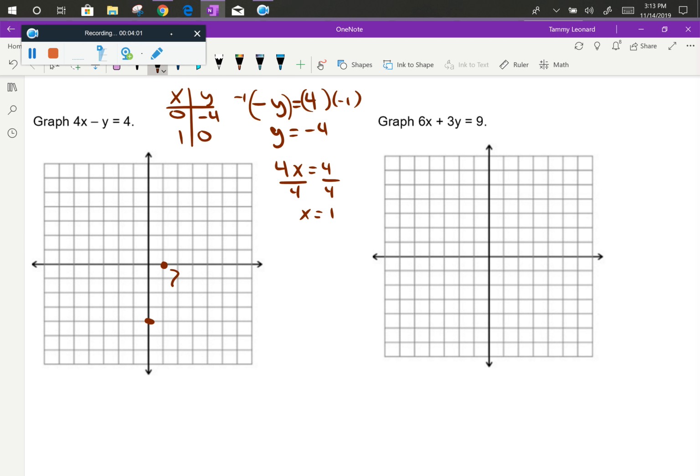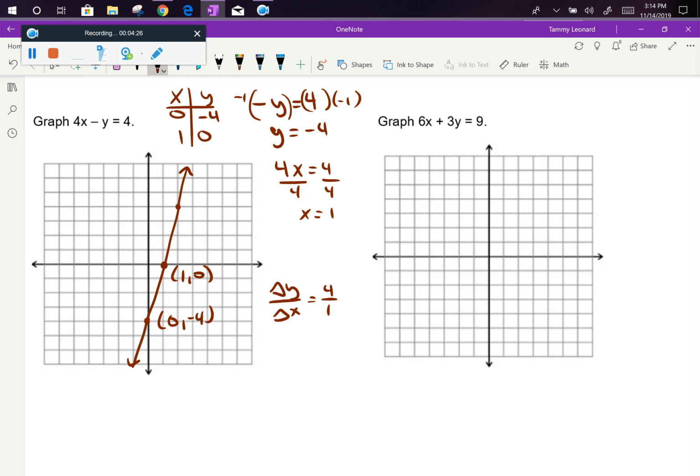Checking out my change in y of 4 over my change in x of 1, I can see that my slope is 4 over 1. So that'll let me put in a couple more points, or actually maybe just one. I don't have that much space on this graph. So I can see my line looks like this. I have the point 0, negative 4, and 1, 0, with arrows on the ends of both parts of my line.